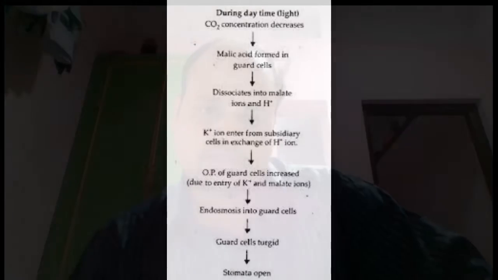A reverse process takes place in the night time. Once again, the potassium ion gets out from the guard cell, but the protons get entered into the guard cell, and a decrease in the malic acid concentration takes place in the guard cell, for which the water gets out from the guard cell, and the guard cell becomes flaccid, by which the guard cells lead to closing of the stomata.